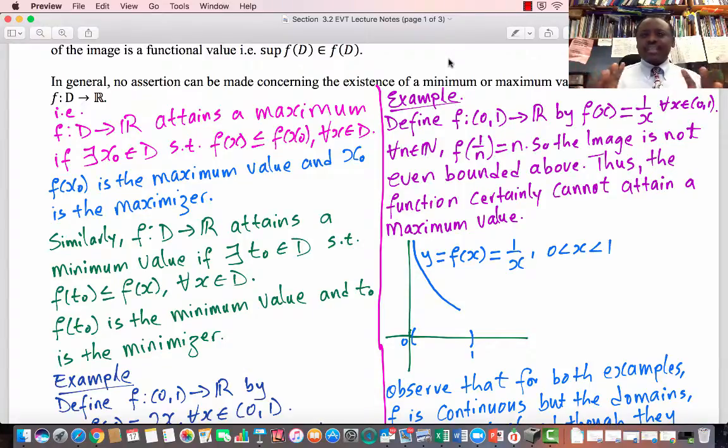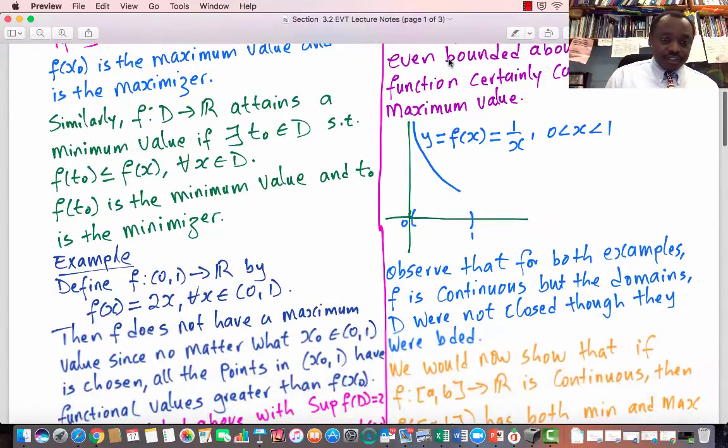So I need you to look for examples of functions that are continuous on such intervals and see if you can argue that f would always have a maximum and or a minimum on those intervals. Can you always find some x0 such that f of x0 is a maximum value, or some t0 such that f of t0 is the minimum value? We would prove that we can only confirm the existence of maximum and minimum function values if D is a closed bounded interval. Now let us start with this example.